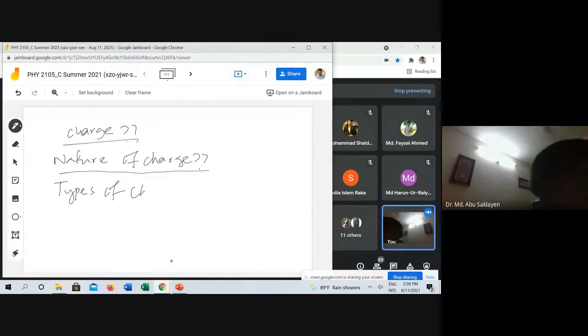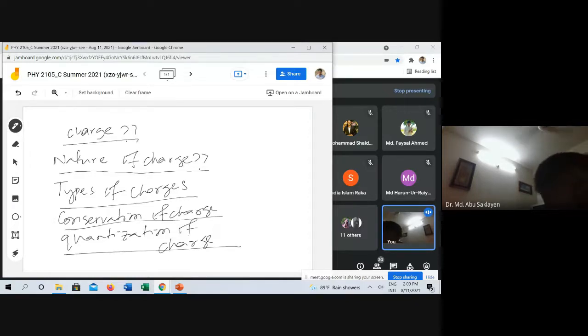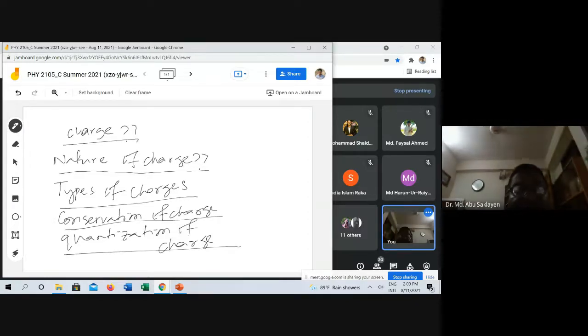Types of charges and conservation. And quantization. Quantization of charge. Do you have any confusion up to this? Hopefully no.